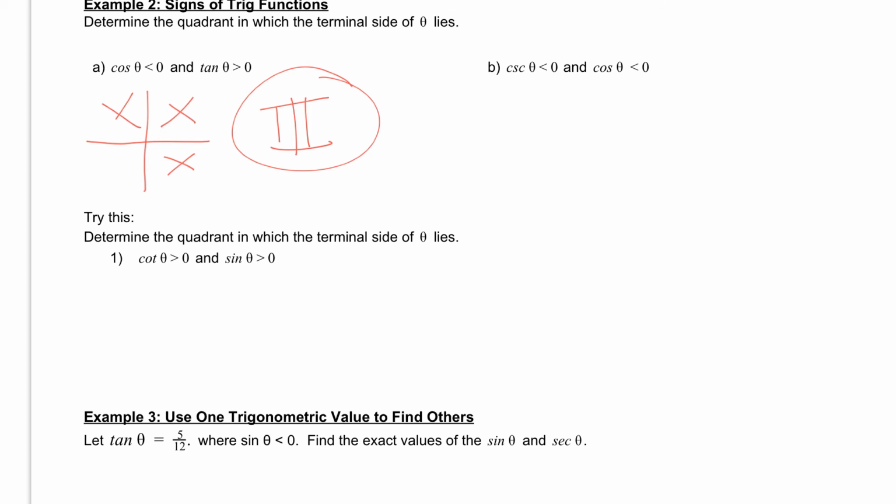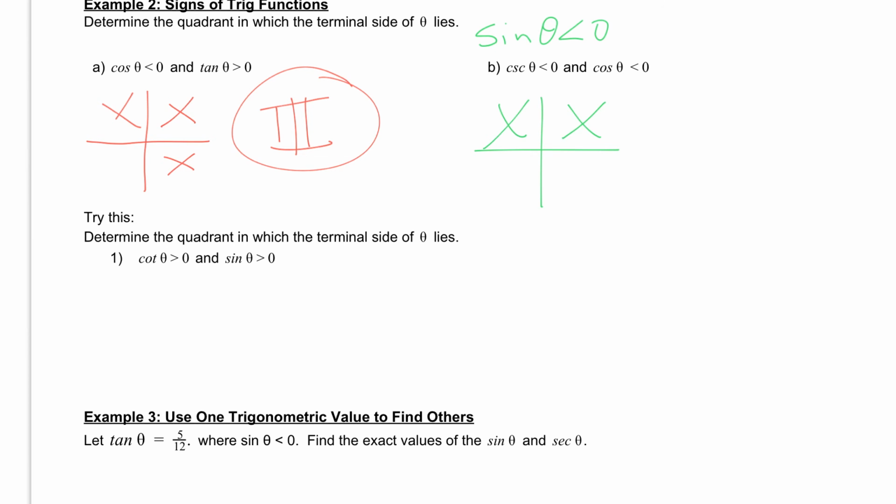We'll do one more. Let's take a look at letter B. In letter B, it says that the cosecant of theta is less than 0. So let's think of its reciprocal. If the cosecant is less than 0, the sine is its reciprocal. The sine of theta then would also have to be less than 0 because reciprocals have the same sign. So if that's the case, sine of theta is less than 0. That means we need something where our y value is negative, which is down here. So we can get rid of these top two quadrants.